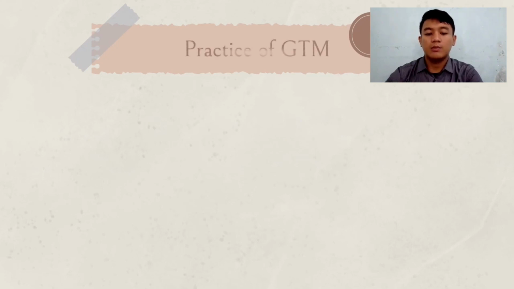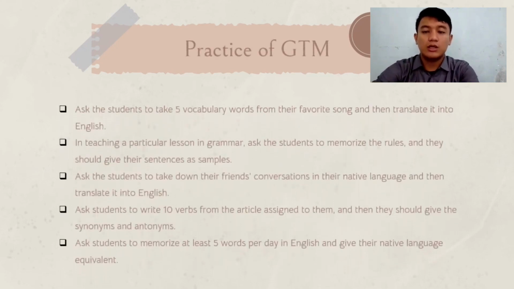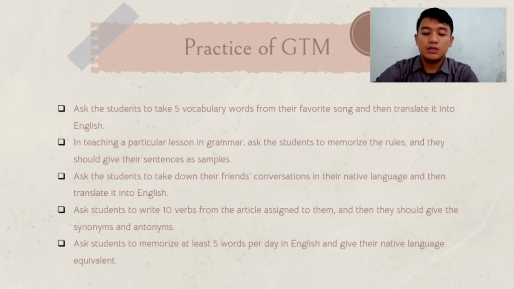Next is practice of grammar translation method. The first, ask the student to take 5 vocabulary words from their favorite song and then translate it into English. Second, in teaching a particular lesson in grammar, ask the student to memorize the rules and they shall give their sentence as simple.